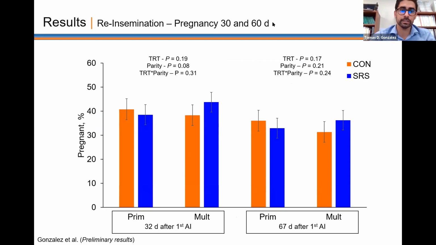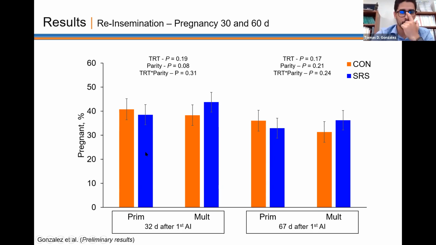So this is the re-insemination. The distribution we have here is the same as the first one for the organization of the slide. The control group is going to be in orange, the study group is going to be in blue. The first group of columns is going to be 32 days for the first confirmation, and the second is going to be 67. So let's go with the 32 confirmation. And on the left side, the axis here is going to be the percentage of pregnancy.